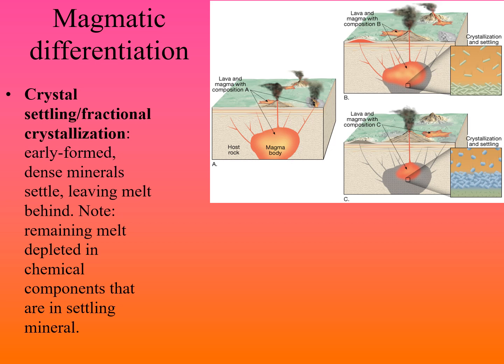So again, the remaining melt is depleted of those heavier elements, as those heavier elements are forming minerals and settling to the bottom. So here at time A, we just have a magma body. It's all liquid. Maybe some of it's erupting. And then as olivine and pyroxene and plagioclase start to form, they solidify and sink to the bottom. And then as that continues, your hornblende and different kinds of plagioclase, maybe some biotite, start to form and sink to the bottom. And so we call that crystal settling or fractional crystallization.